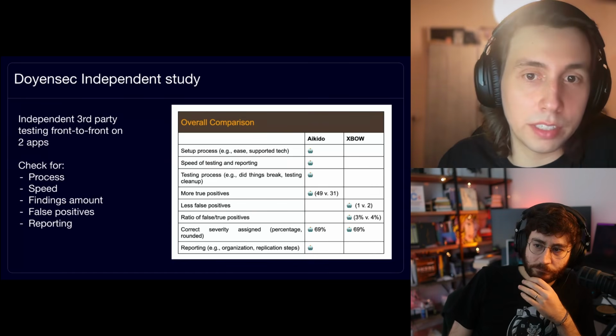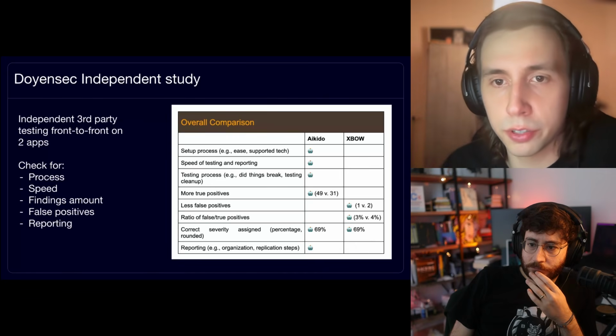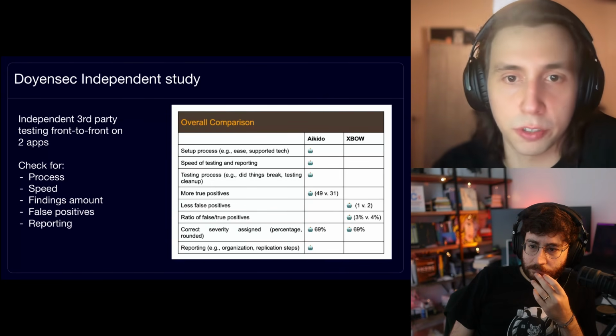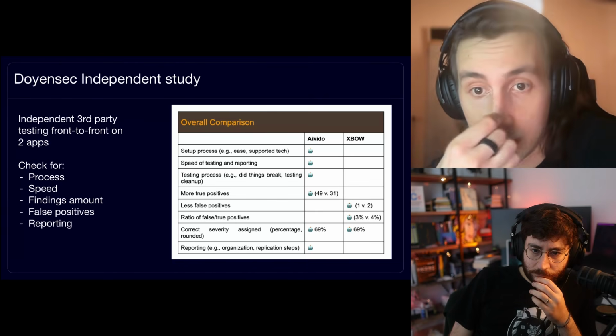There were different criteria that they used. Previously we used time and depth. They also used other ones, like the setup process, so self-serving versus sales process, for example. The speed we already had. The testing process is an interesting one, right? That's the things we mentioned before.